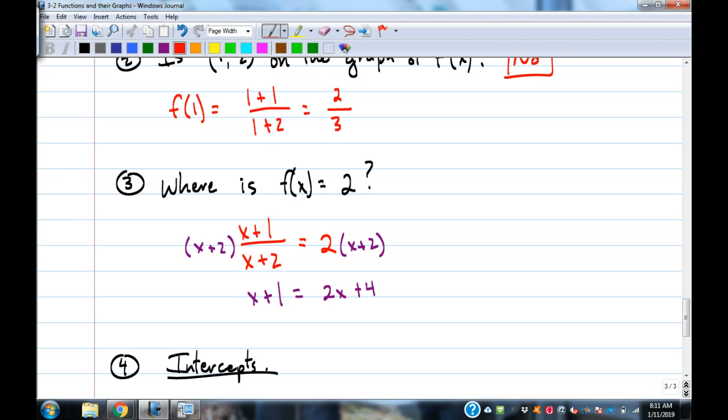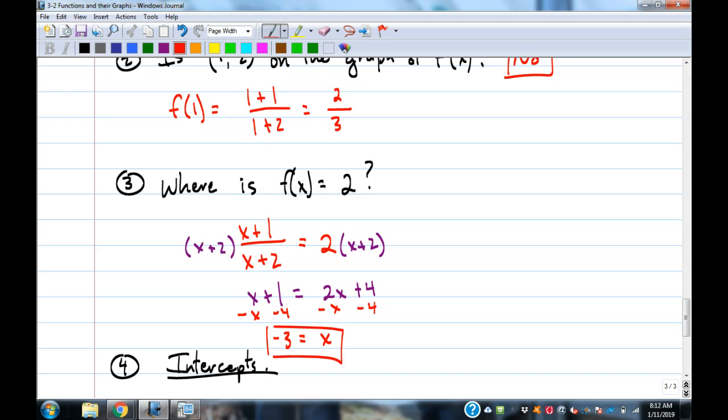There are a bunch of different ways to get there. I'm going to do it this way. It's going to be -3 is equal to x. So where is f of x equal to 2? It's when x is -3. Does that make sense according to our graph?